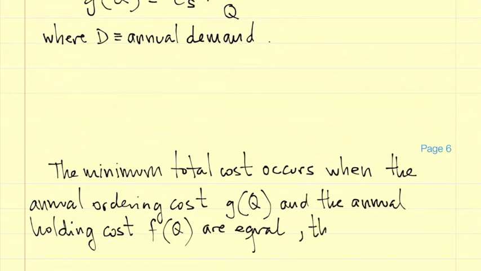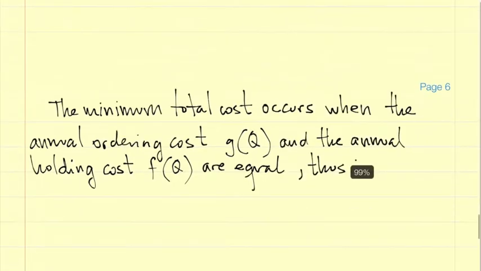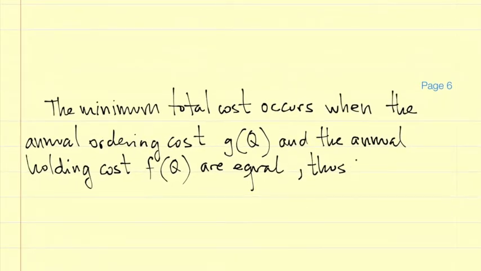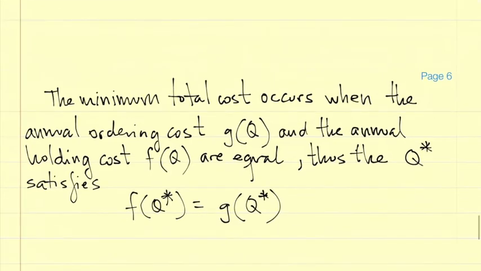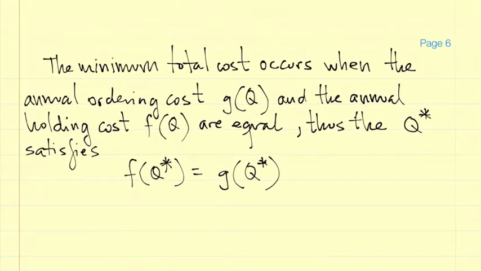Thus, the Q star satisfies that f of Q star equals G of Q star, meaning that this is the economic order quantity, Q star as before.